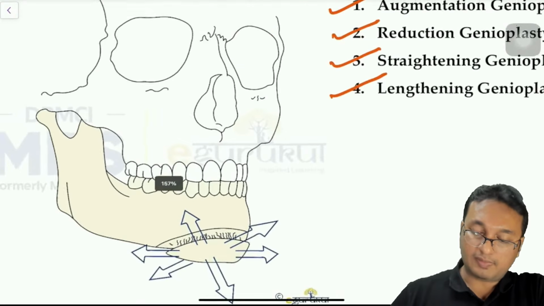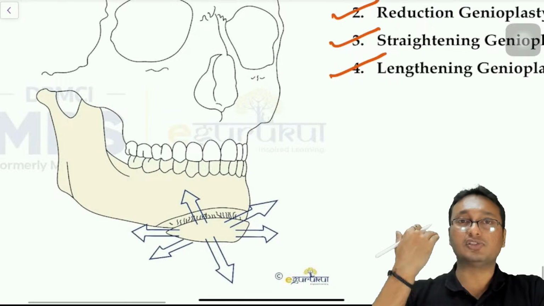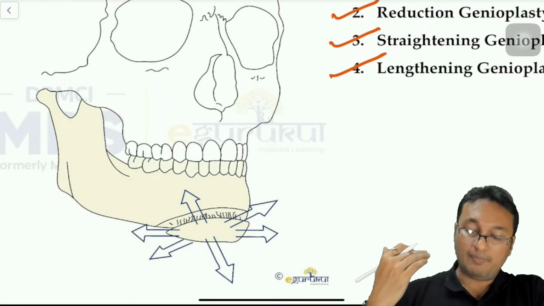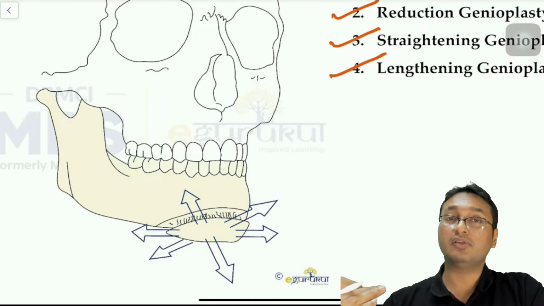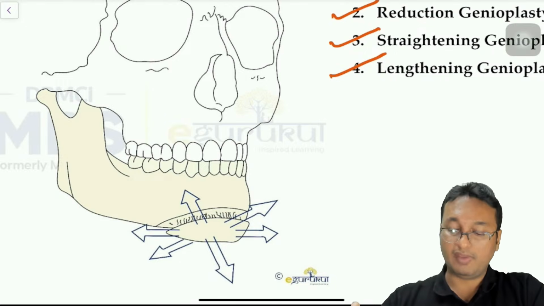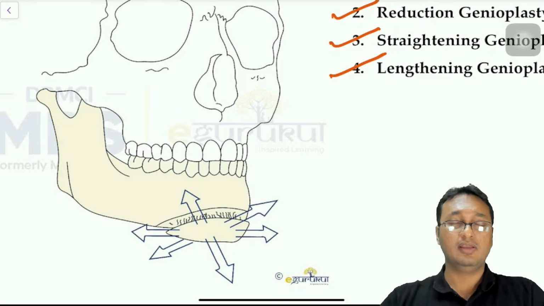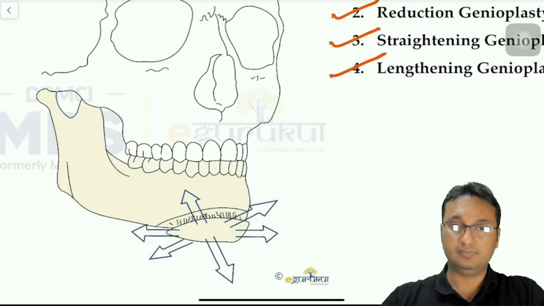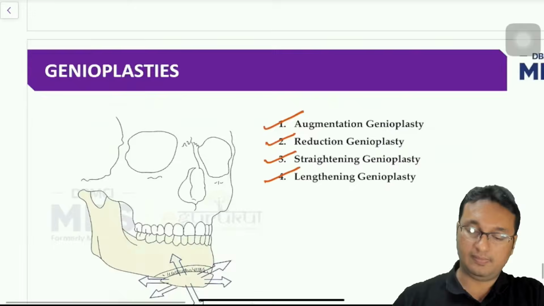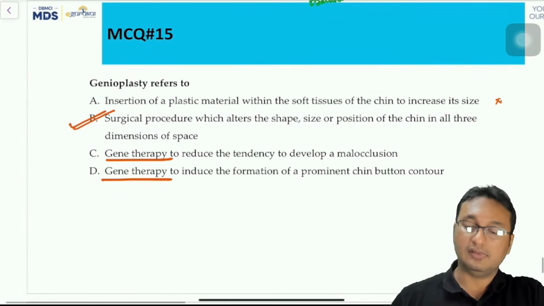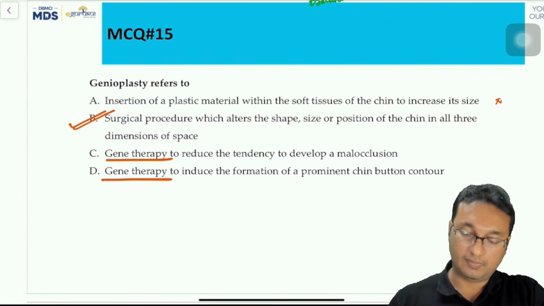So this diagram explains everything. We make an osteotomy cut of the chin, and based on the requirement of the patient, based on the requirement of the case, we can move the chin in any direction as it is shown by different arrows in different directions. So that is about genoplasty. So option B is the correct answer here. All right.